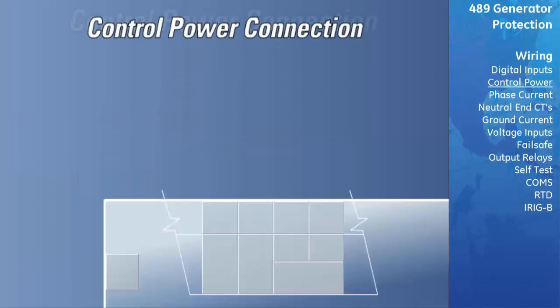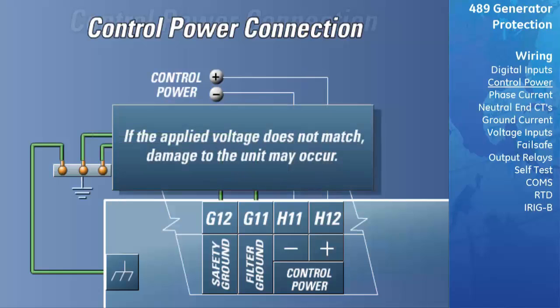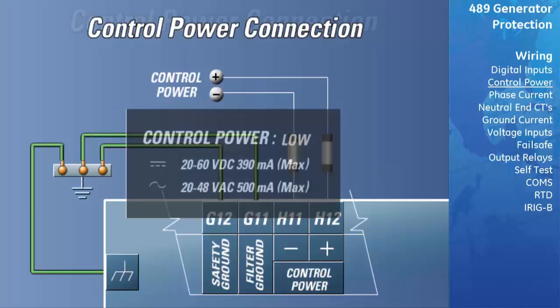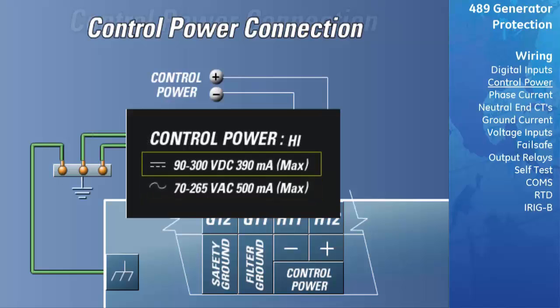The control power supplied to the relay must match the installed switching power supply. If the applied voltage does not match, damage to the unit may occur. The order code on the terminal label on the side of the drawout unit specifies the nominal control voltage as one of the following. For low voltage connection, the label will read low 20 to 60 VDC, 20 to 48 VAC. For high voltage connection, the label will read high 90 to 300 VDC and 70 to 265 VAC.